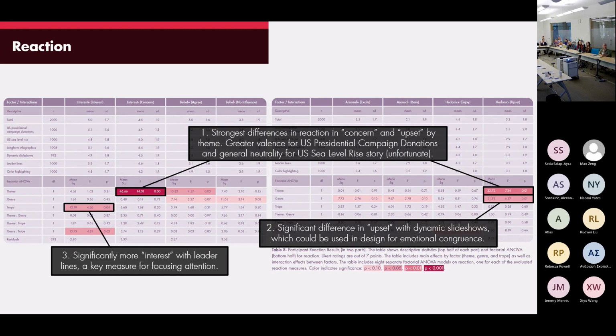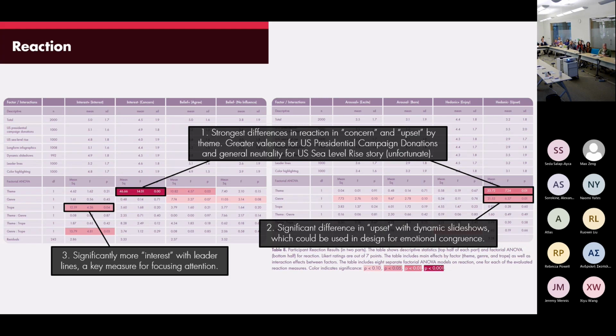So finally, reaction. This gets at sort of the emotional impact. So thinking about trying to build empathy. The theme here was the strongest driver of reaction. So in particular, negative reactions. There was a much stronger reaction to that this story was concerning, and also a much stronger reaction that this story was upsetting to the presidential campaign donations story.